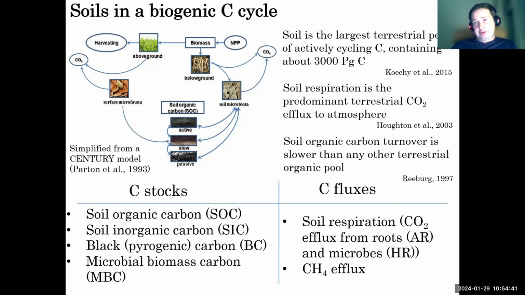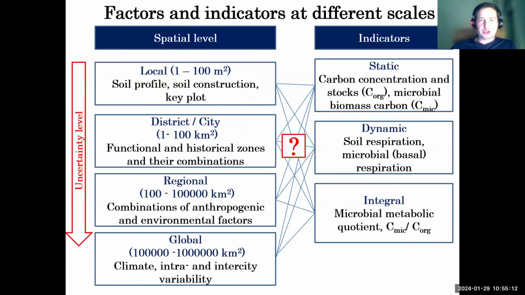It can be done at different scales and by different methods, and I will briefly describe some case studies which differ in methods, stocks and fluxes. So these are the basic stocks and fluxes. We can go for organic carbon, inorganic carbon, black carbon, and in terms of the fluxes, we usually deal with soil respiration and subdivide it into microbial and root respiration. But when we focus only on greenhouse gas emissions, we can also study methane emission or N2O emission.